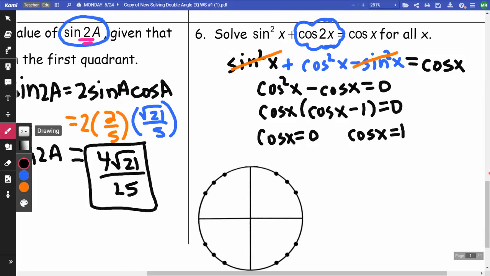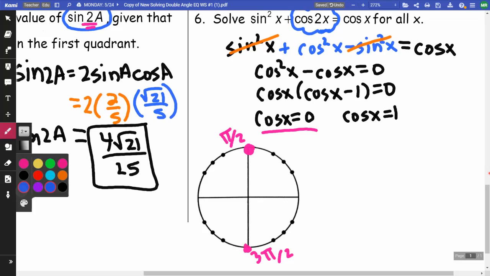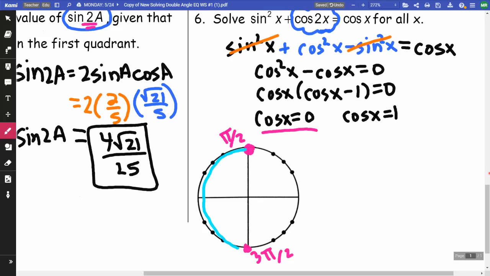Okay, so my cosine is my x. So where is my cosine 0? Where's my x 0? It's 0 up here at pi halves. And it's also 0 down here at 3 pi halves. Now, this was for all. So when I'm doing this, I need to give plus or minus 2 pi n. However, sometimes you can do a shorter distance in between. You have to see. So from here to here, that is pi. Okay, it's half of a circle. And then from here to here, that is also pi.